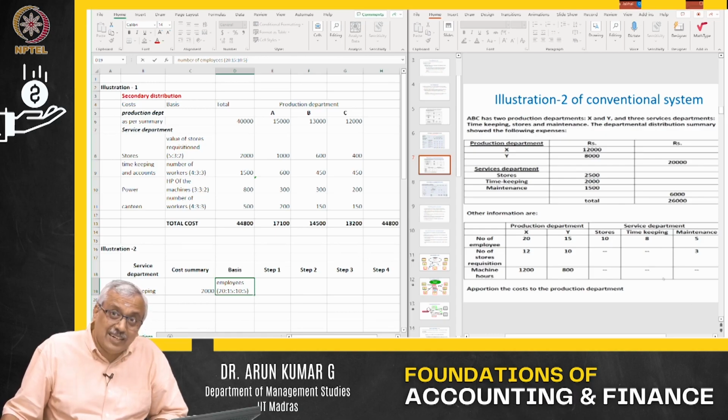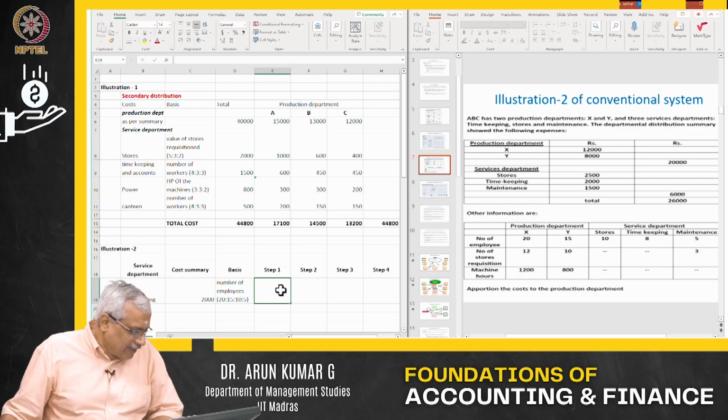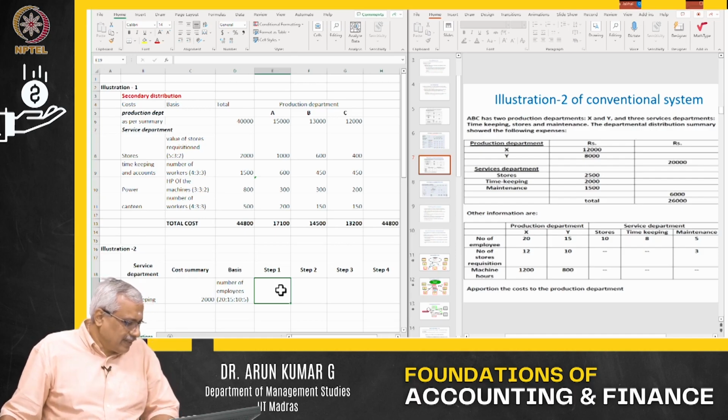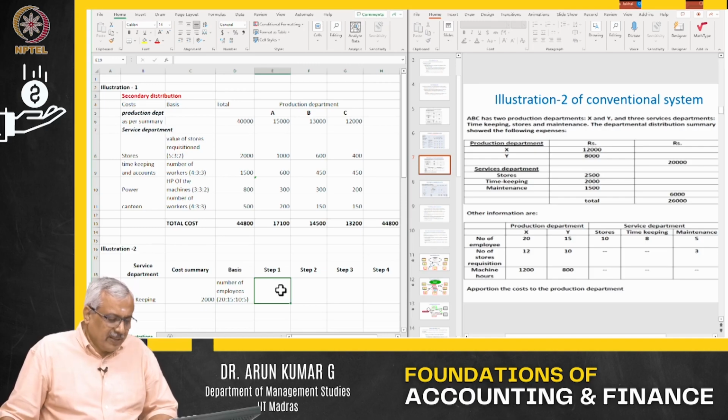I am going to ignore this 8 because the cost of these 8 people in the timekeeping department is going to be borne by the other 4, that is the 2 production departments and the other 2 service departments. So, this is the cost summary and this is what I have to allocate.